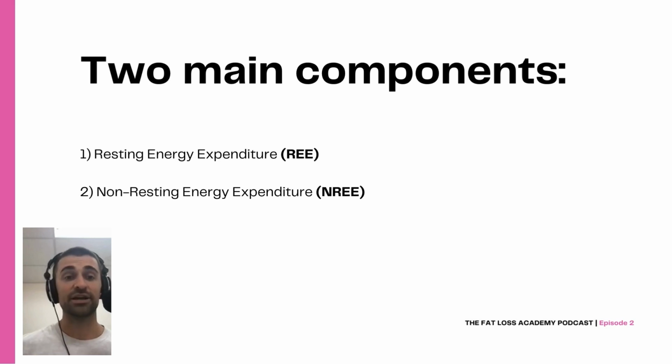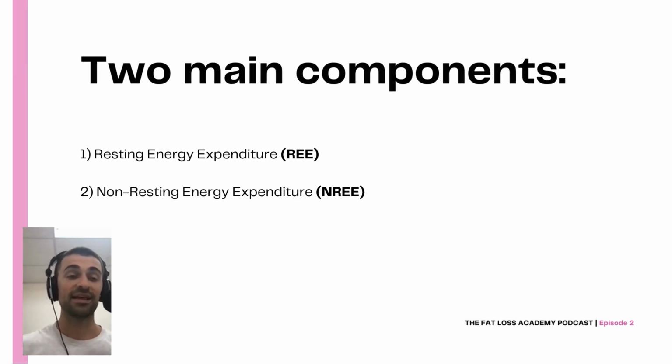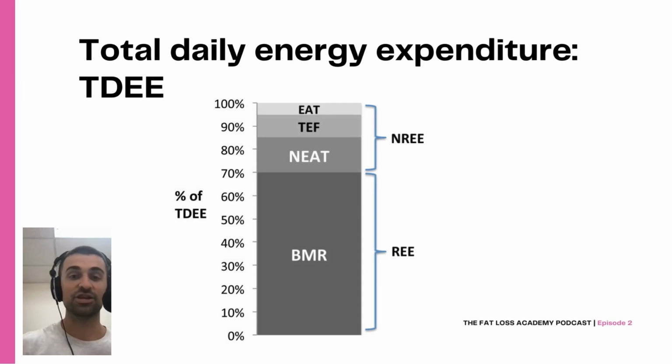So when it comes to our daily energy expenditure, there are really two main components. We have the first, which is our resting energy expenditure, or our REE, and then the second, which is our non-resting energy expenditure, or NREE. Now, for those who are watching on YouTube, you'll be able to see the slides and the graph, which I have up as well. If you guys are just listening on Spotify or something like that, that's fine. It should still make sense as I explain it.